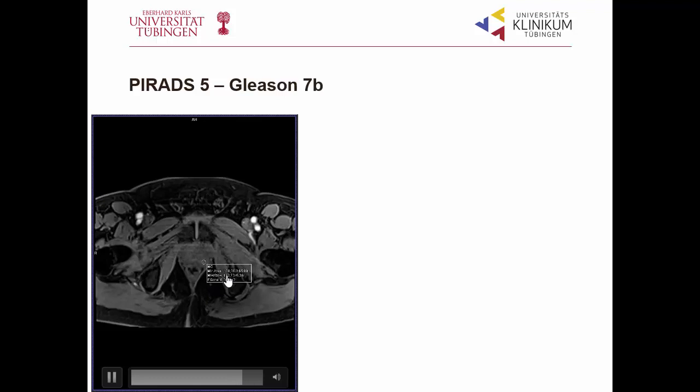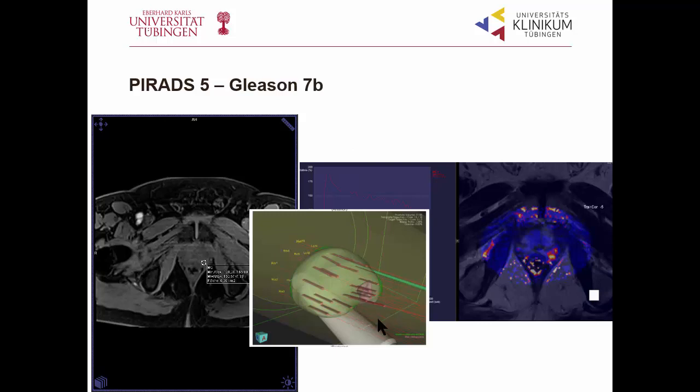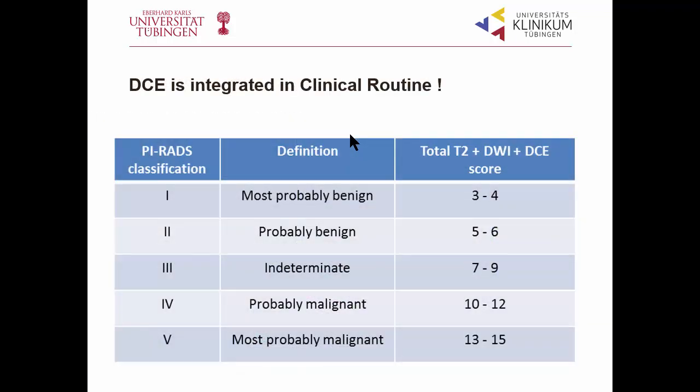We can draw our region right here, and what we do see is a downslope after the initial strong first peak. And when doing pharmacokinetic analysis with the Tofts model, we can see that Ktrans is also very high in this tumor. This patient underwent biopsy, and this was a Gleason 7b prostate carcinoma. And this shows us that DCE helps us to characterize prostate cancer, and it is integrated in clinical routine.